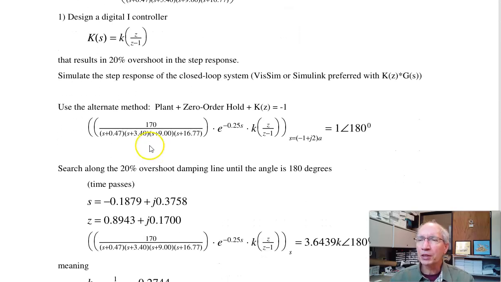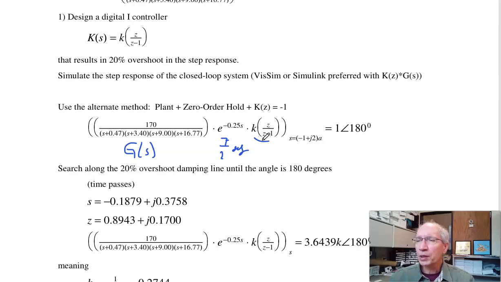To design it, I'm going to use the alternate approach. I'm going to have my G of S. I'm not going to convert to the z-plane. I'll keep G of S the same. I'll have a half sample delay. So if the sampling rate is 0.5 seconds, I'll have a half sample delay. And then my integrator, Kz over z minus 1.